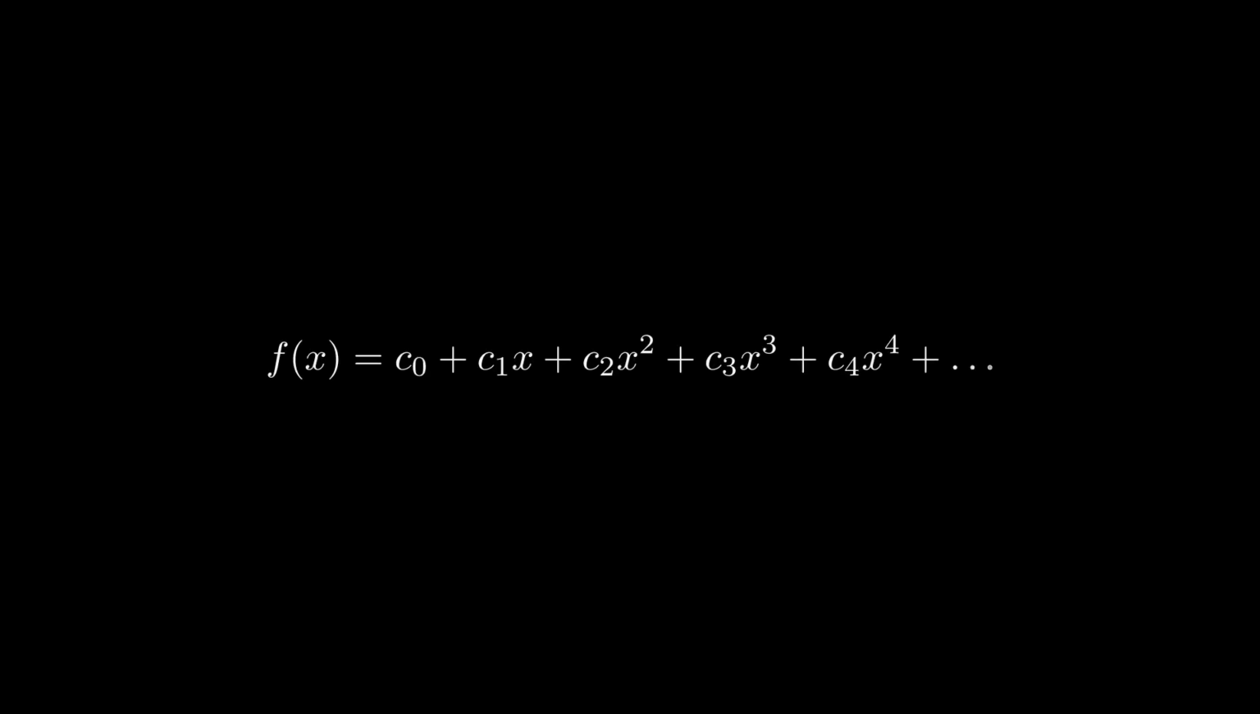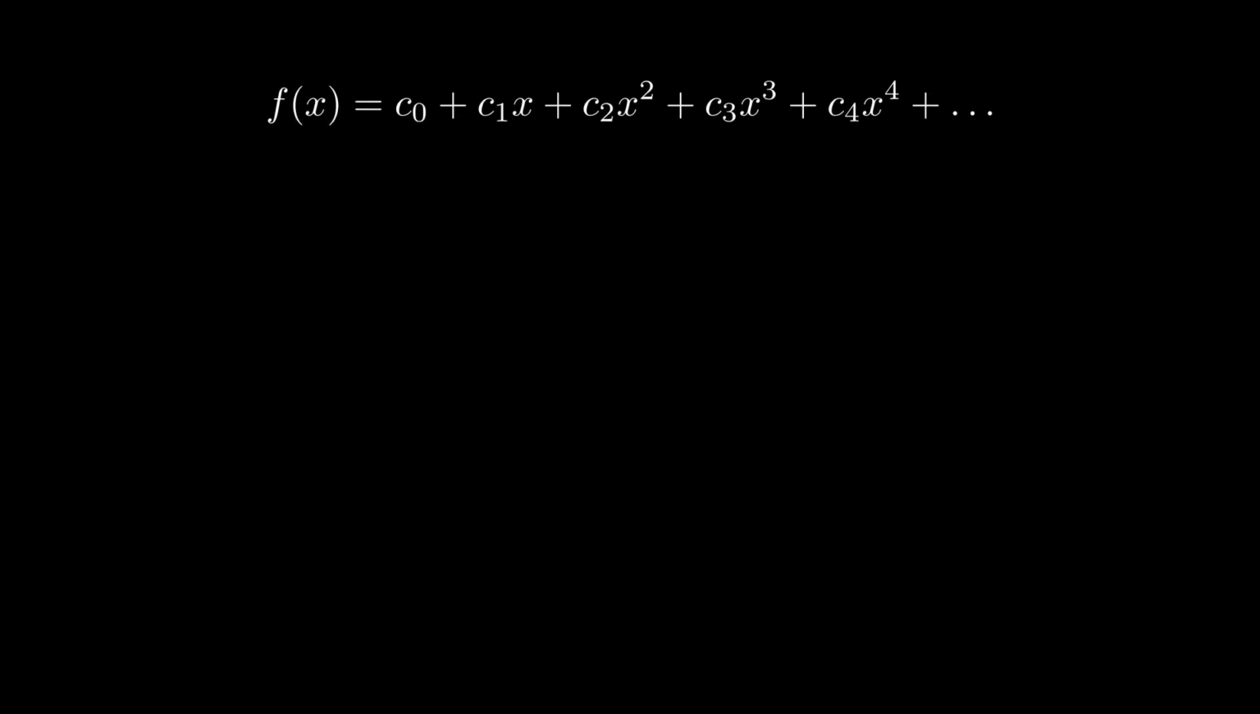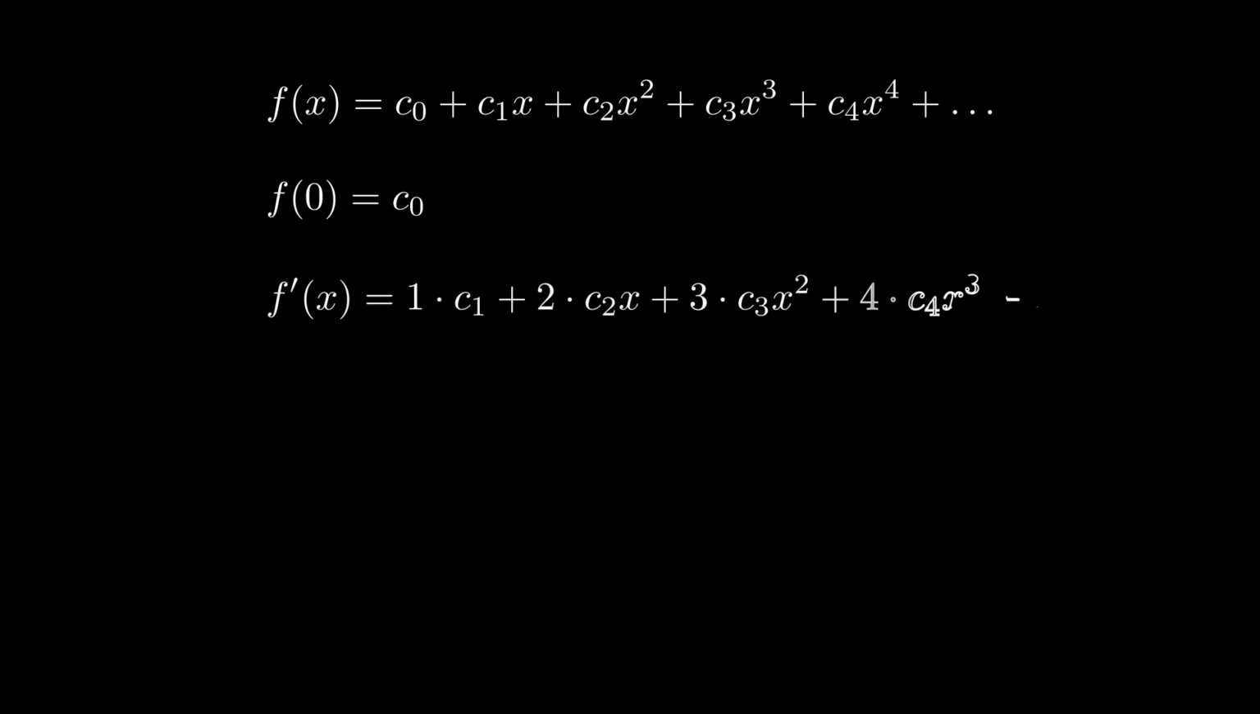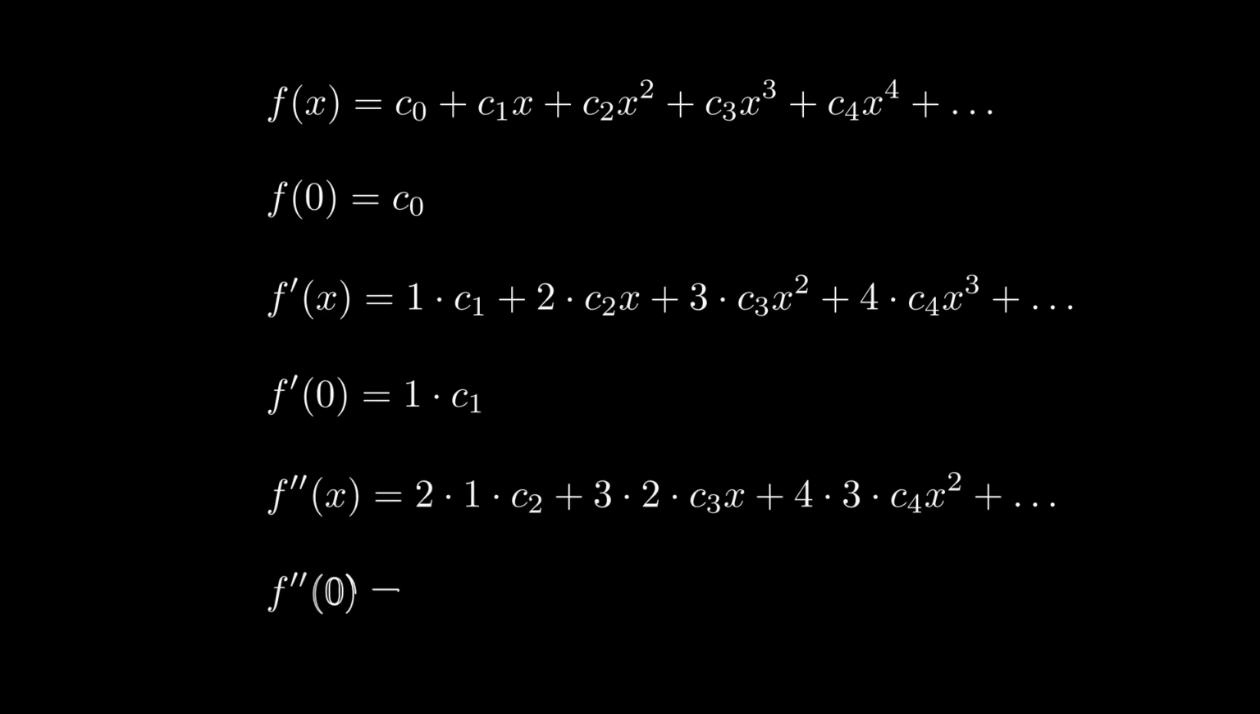Suppose we have a function of a single variable and we want to express it as an infinite power series. What should the coefficients be for this equality to hold? Well, try plugging in x equals 0. What we get is that the coefficient c0 must equal the function evaluated at 0. Next, take the first derivative of the function and evaluate it again at 0. We obtain the second coefficient. Then take the second derivative and evaluate it again at 0 to get the third coefficient, and so on.